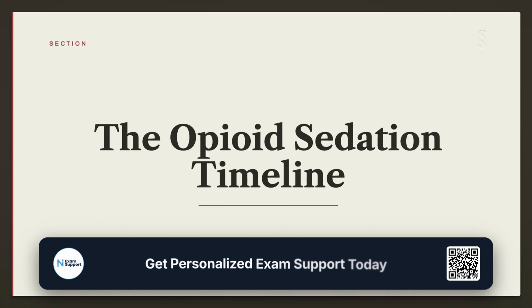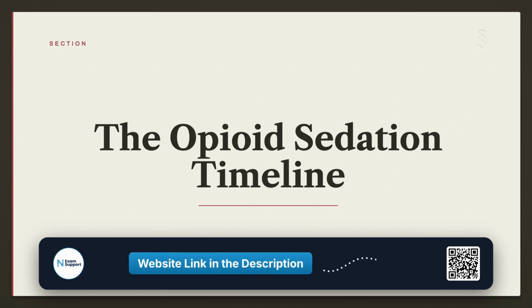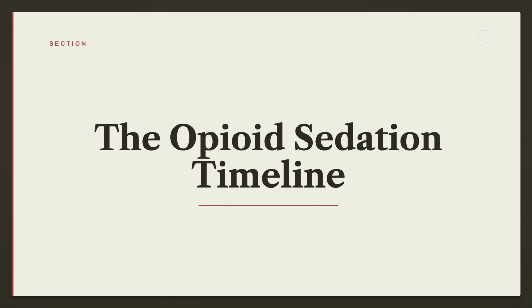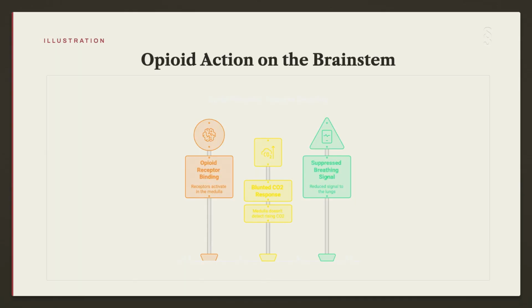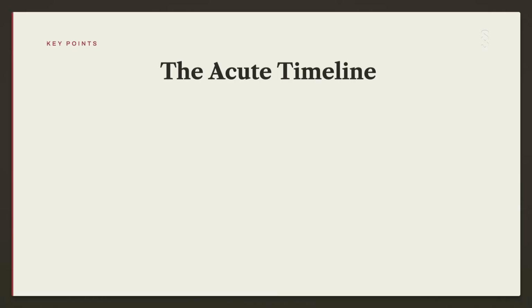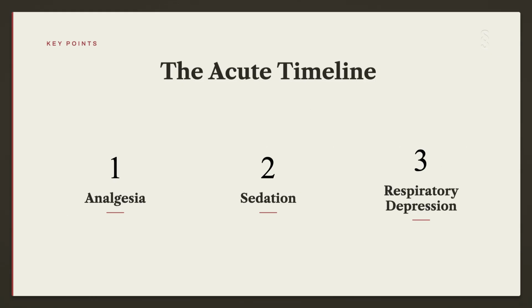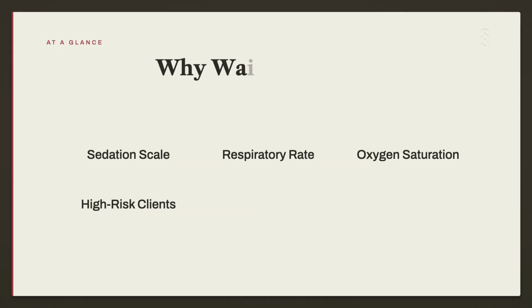Opioids act on the brainstem, producing analgesia, sedation, and respiratory depression together, but these effects do not arrive all at once. Understanding the order they appear in is the key to catching danger early. Opioids bind receptors in the medulla, the brainstem region that controls the automatic urge to breathe. The same receptor activity blunts the body's response to rising carbon dioxide, which is normally the trigger for the next breath. The effects follow a predictable order: analgesia first, then sedation, then respiratory depression. Sedation is the early warning sign, and a falling respiratory rate is the late one.